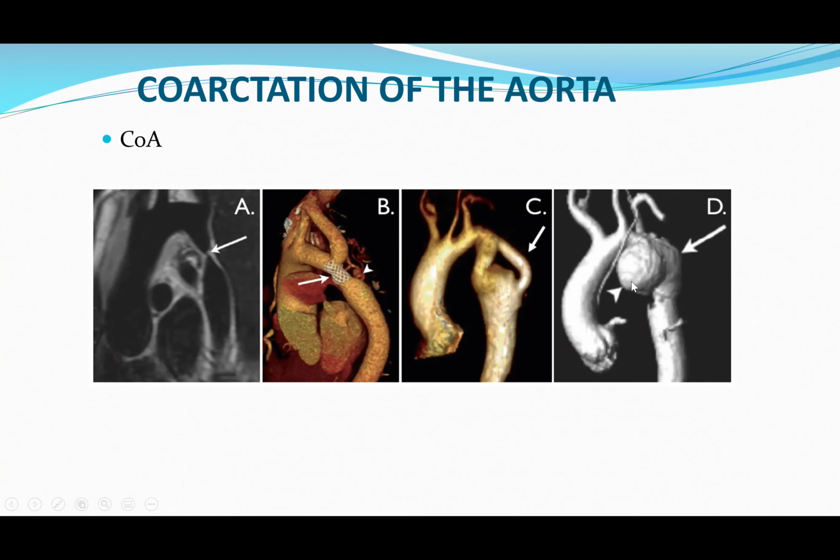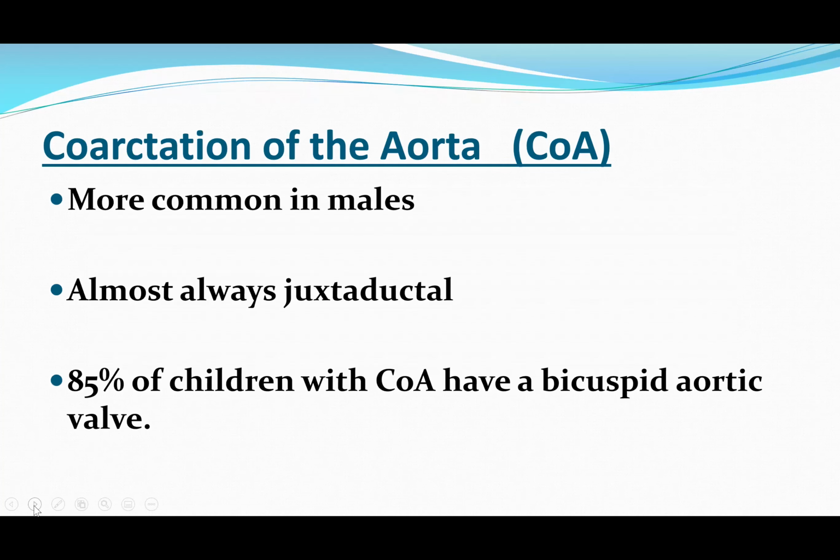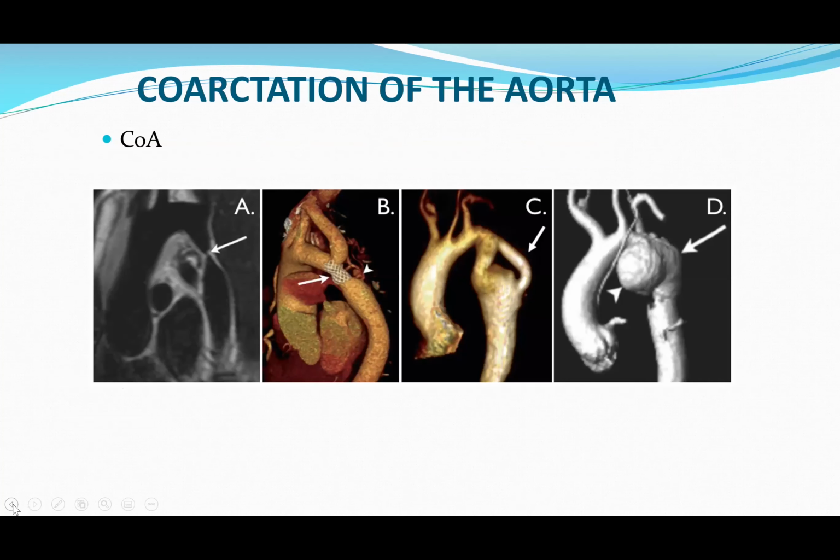And coarctation, about 50 to 70% of patients with coarctation will also have bicuspid aortic valve. The two go together. 50 to 70% of bicuspid valve will have coarctation. 50 to 70% of coarctation will have bicuspid valve. They go together. So anytime you see coarctation or bicuspid valve, look for the other.